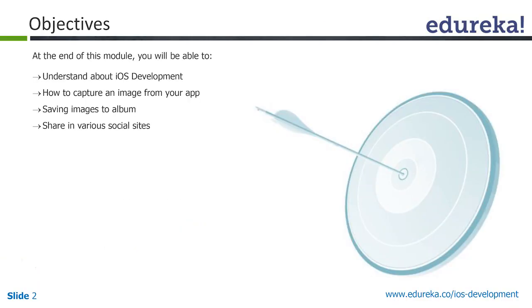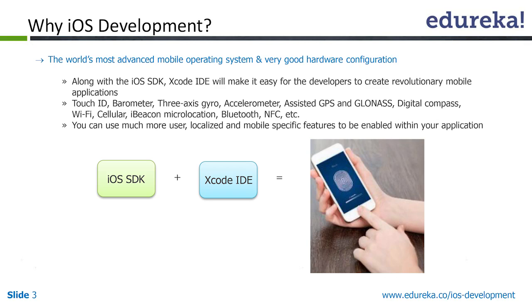So this is the scenario we are going to take up in this session. And so the first and foremost question: why iOS development? You have various operating systems for mobile. You have Android, you have Windows, and all those things. So out of these, why should you choose iOS? We have a lot of reasons for that.